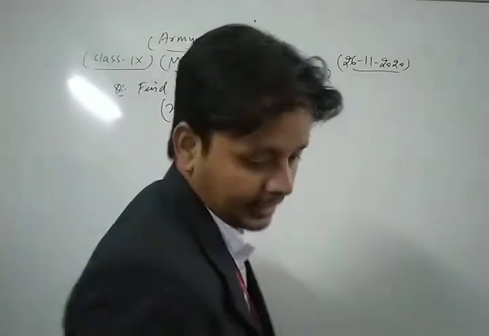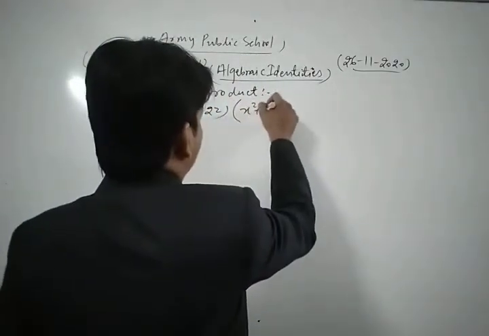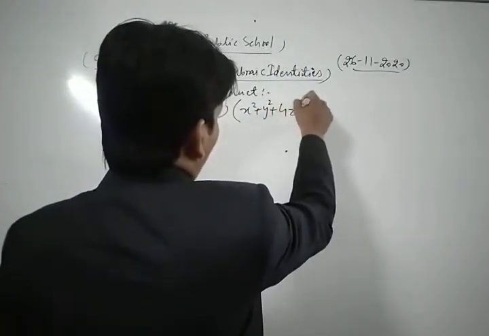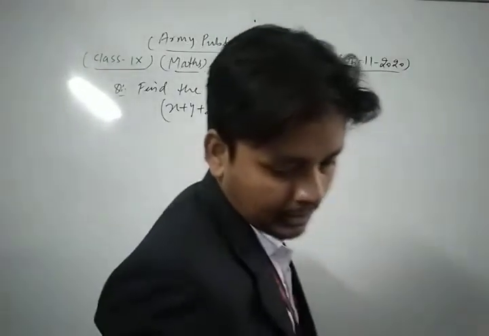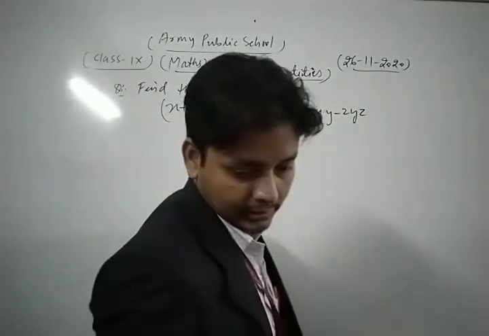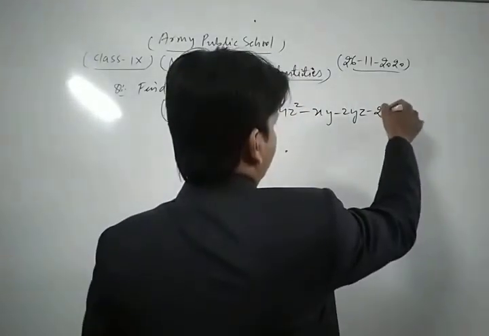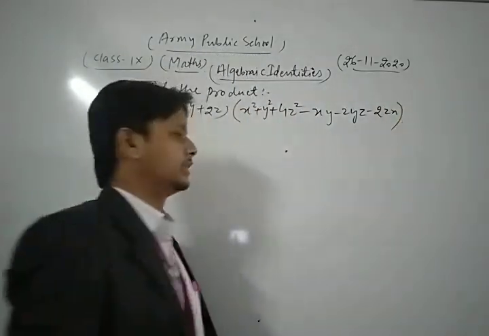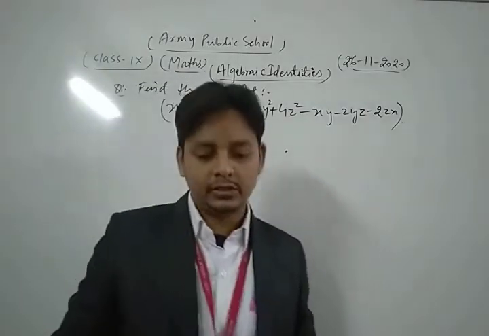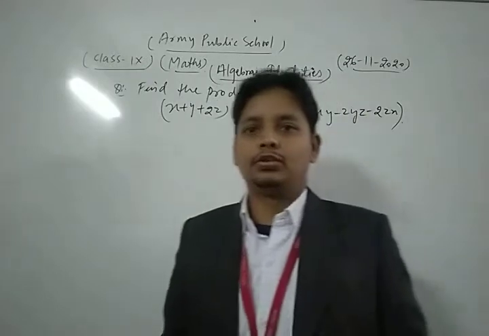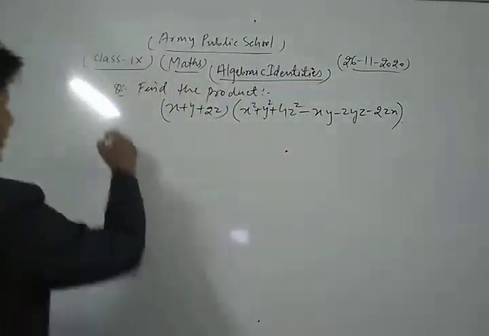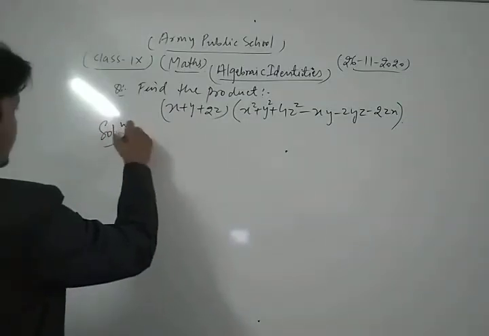in another bracket x square plus y square plus 4z square minus xy minus 2yz minus 2zx. Dear students, this is a very important question of your NCERT exercise. What is the process to solve this type of question? Let's see its solution.